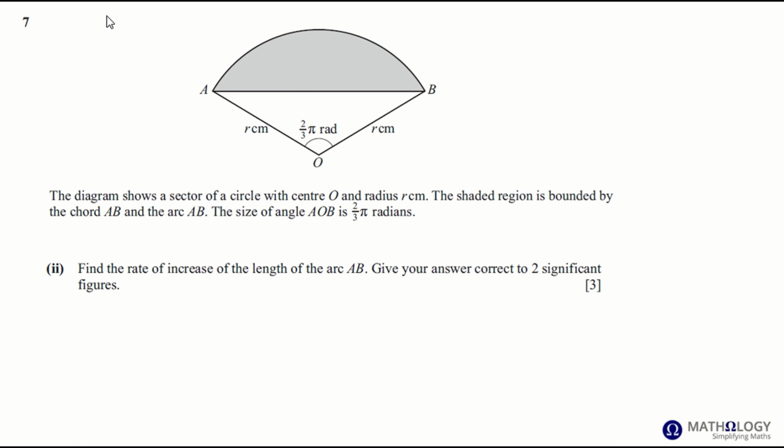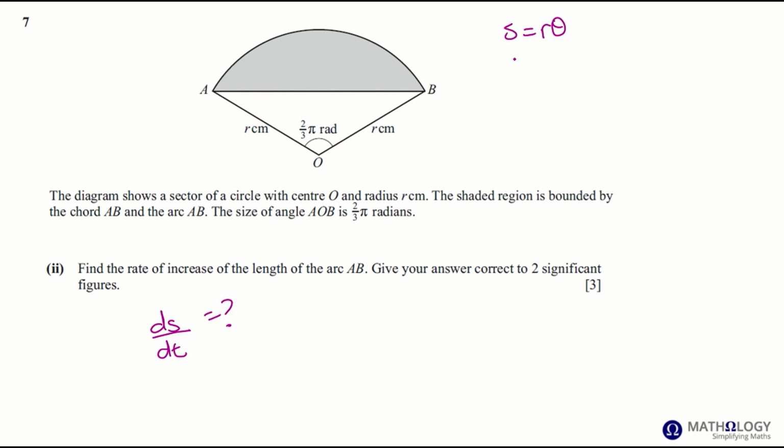Now I need to find the rate of increase of the length of the arc AB. Give your answer correct to two significant figures. We want the rate of increase of the length of the arc AB. So we're looking for increase, which implies change. Length, we'll just call that, we normally use the letter S for arc length, so we're just going to use S again. So we're looking for ds, and rate is dt. So ds/dt is what we want here.